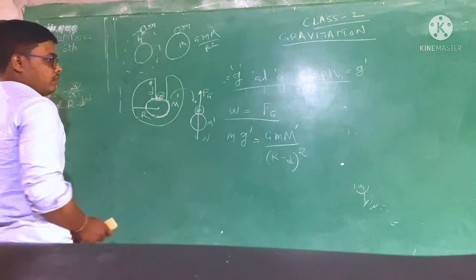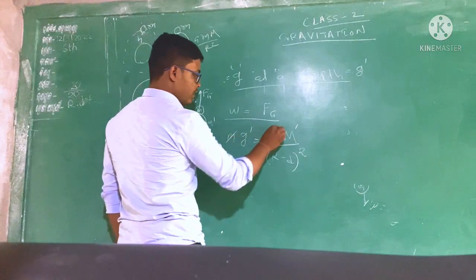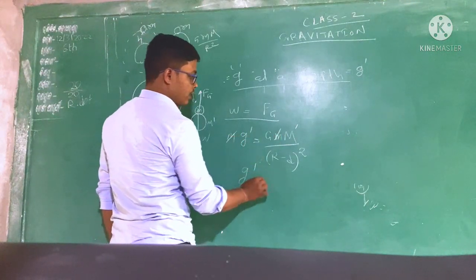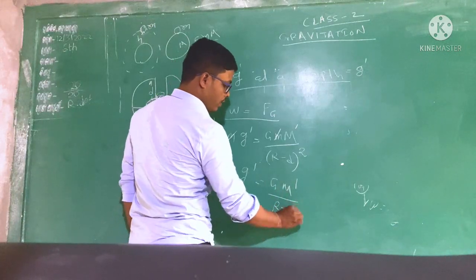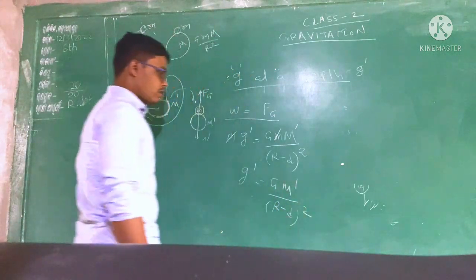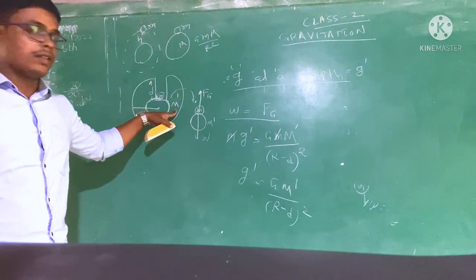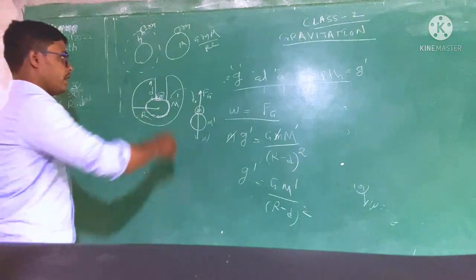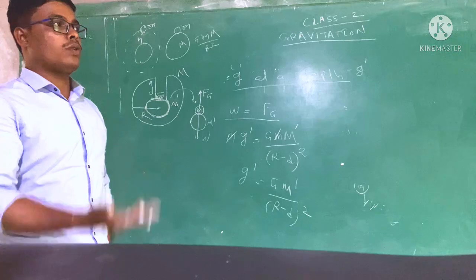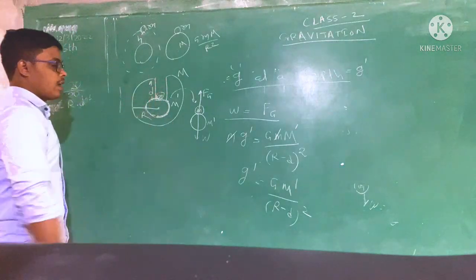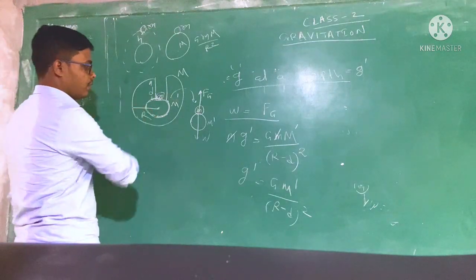Okay, so now this is our equation. m g dash equal to, so we will cancel the small m, that is g dash equal to G into capital M dash divided by R minus d whole square. Then actually we don't know how much this M dash is, so we will compare it with M. So what is M? M is the mass of the earth and capital R is the radius of the earth.